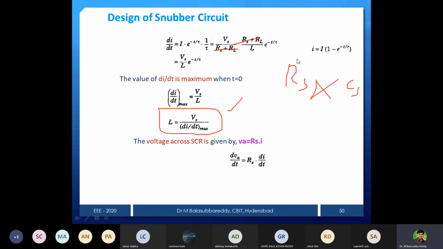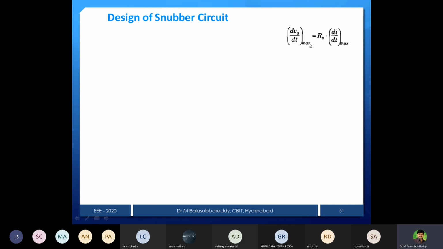Now differentiate like what we did for I. Similarly, for the voltage case, you differentiate dV by dt, and Rs is a constant, I becomes di by dt. Now I know what di by dt is. Considering the maximum instant, dV by dt max is equal to Rs into di by dt max. What is di by dt max? Vs by L. You substitute that value. So if you know Rs, dV by dt max is equal to Rs into Vs by L. That will give us dV by dt max.